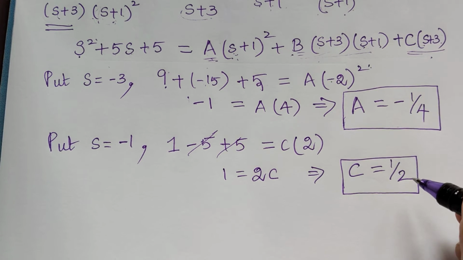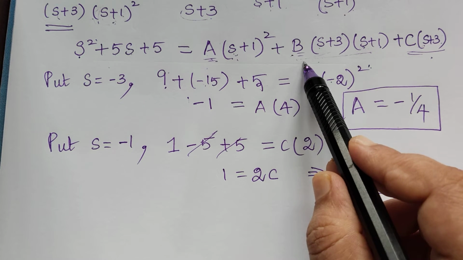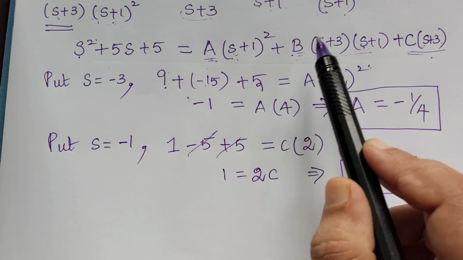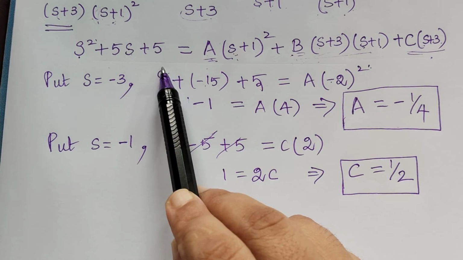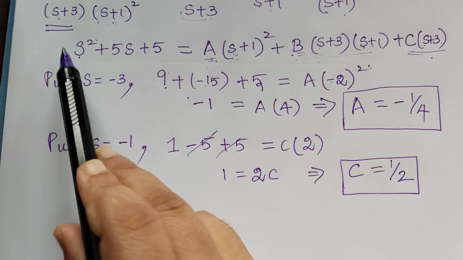Next we have to find the value of b. If we want to find the value of b, we have to compare the coefficient of s squared on both sides. That is, on the left, what is the coefficient of s squared? It is 1.